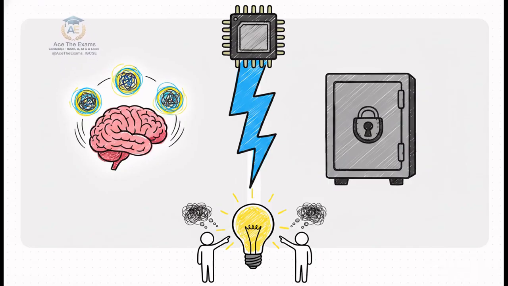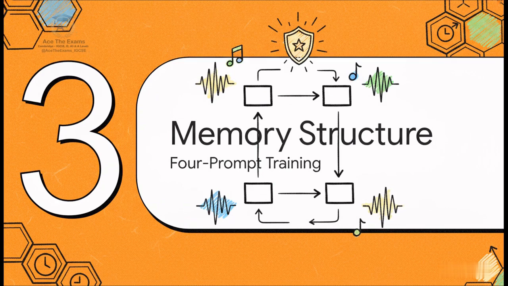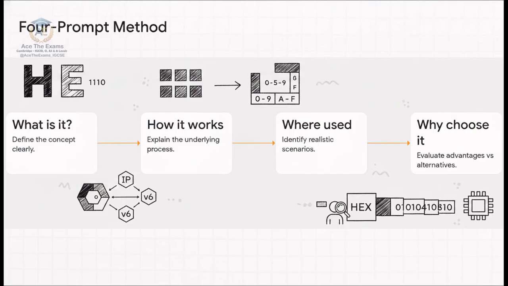Section 3. The 4-prompt memory structure. To make absolutely sure you never mix those concepts up under the immense pressure of the exam room, you need a reliable, repeatable rhythm. If you can look at literally any computer science topic and confidently answer these 4 distinct questions aloud, the topic is ready for the exam.